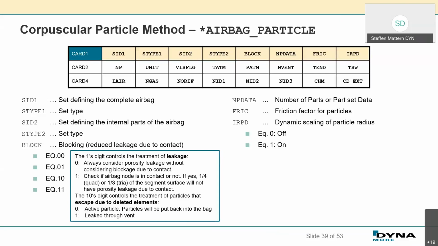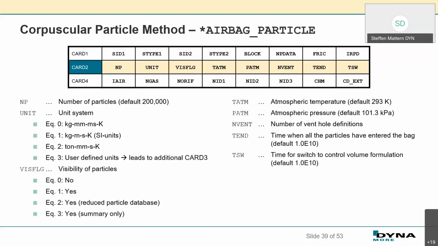The block parameter here controls whether or not particles are allowed to leak through the vents or through the fabric if they are blocked by a contact situation. For example, if during unfolding the vent holes are blocked due to contact, leakage through these vents will be prevented or not, depending on whether you set block to 0 or 1.